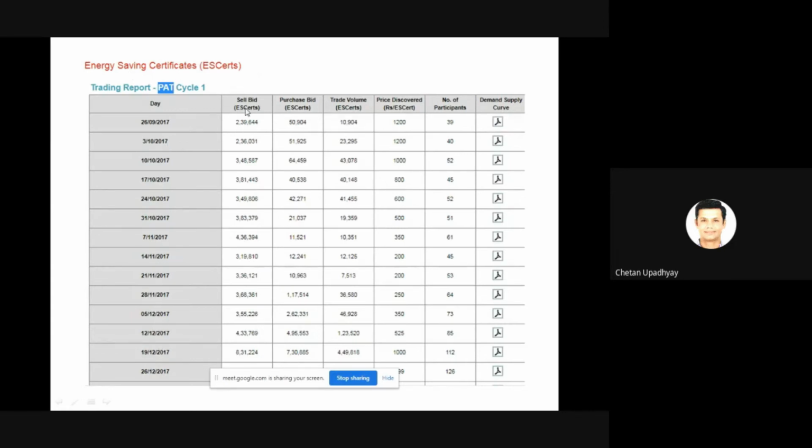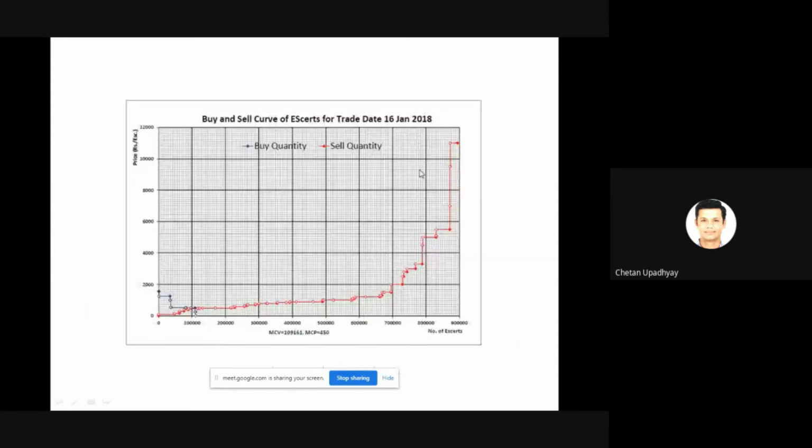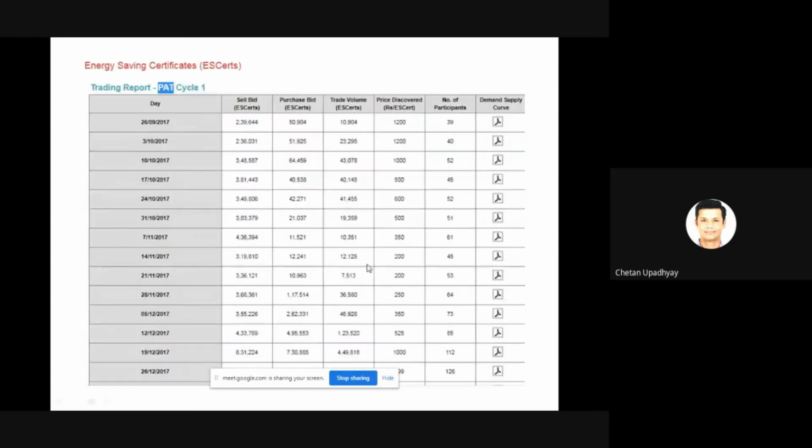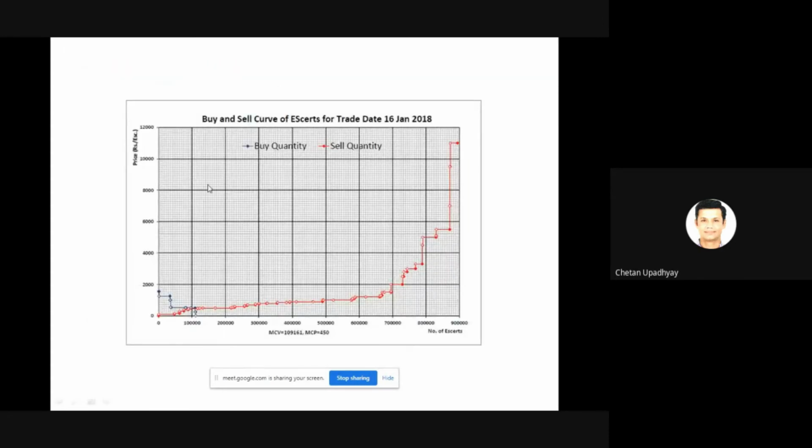Here it says it is a sell bid. Okay, when it is said 1 ESCert, that is equal to 1 megawatt hour. So this is purchase, this is sell, this is trade, this is the price in rupees, and the number of participants who participated. Now the number of participants includes both buyers and sellers. Now if you click on this, on the separate sheet, it is going to show you the detailed report of how this is happening.